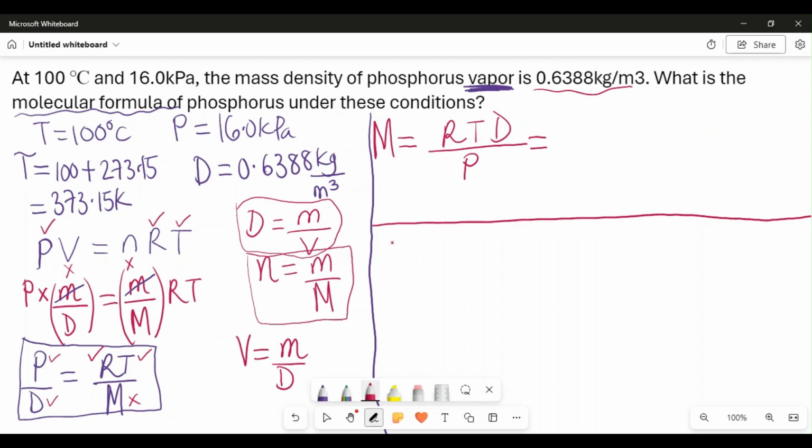This density is in units of kilograms per meter cubed. In chemistry, we tend to use mass in grams instead of kilograms, right? So we have to take this 0.6388 kilogram per meter cubed and put it in a unit that is easy for us to use to solve this question. In chemistry, we like to use grams rather than kilograms.